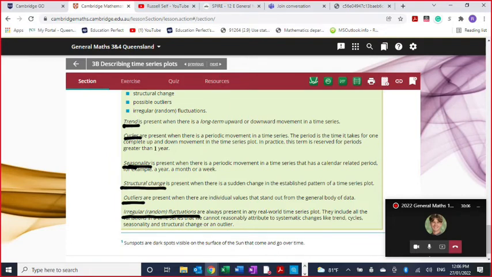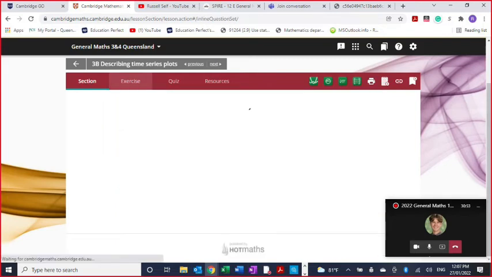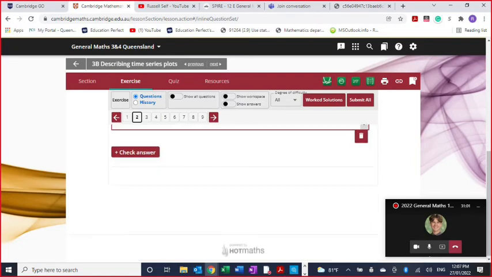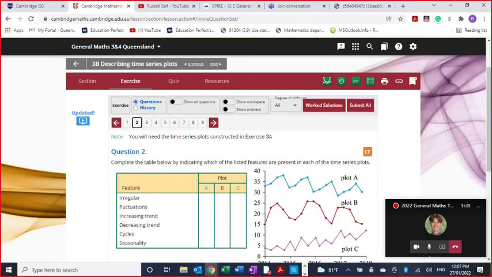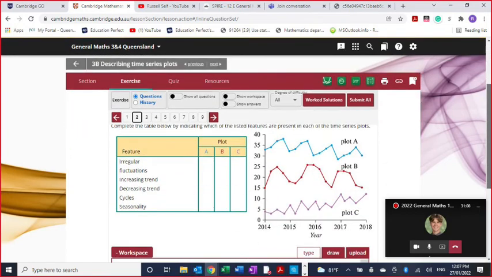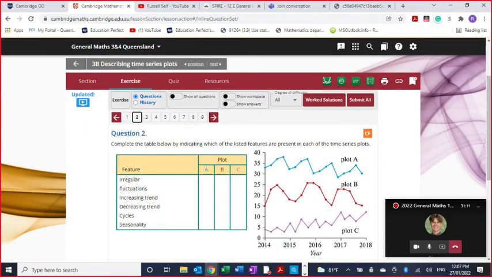Okay? So let's look at the exercises, and we just want to look at a few of these just to give us an idea of what you're going to be expected to do. And we'll look at some of the even numbered ones, and then you can do the odd ones. All right? So here we have a set of time series plots, plot A, B, and C. Complete the table indicating which of the listed features are present in each of the series plots. It's from 2014 to 2018, so you're going to be able to see some trends.